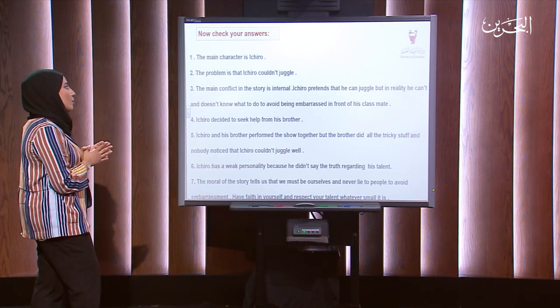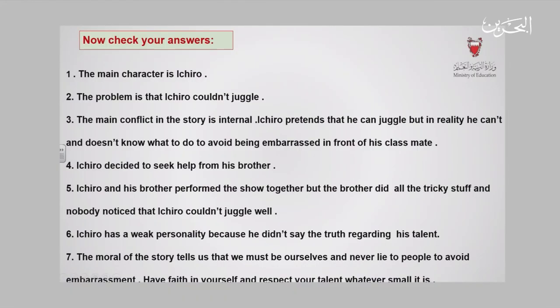The main character is Orcho. The problem is that Orcho could not juggle. The main conflict in the story is internal. Internal, that means Orcho pretends that he can juggle, but in reality he can't, and he doesn't know what to do to avoid being embarrassed in front of the class or in front of his classmates. So here it's internal. He had a problem within himself.